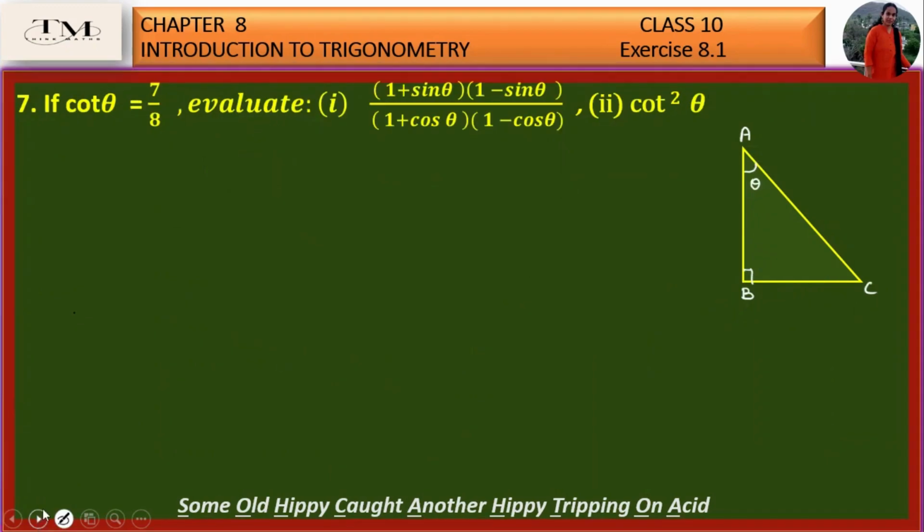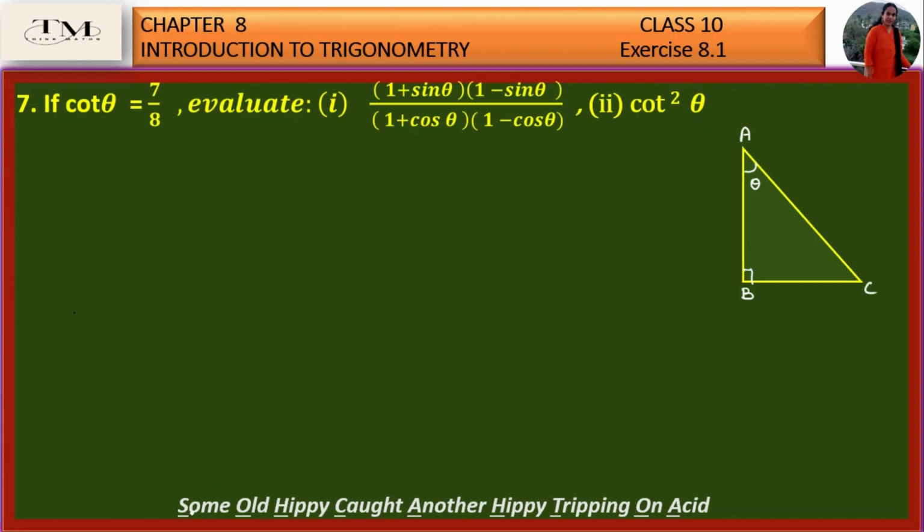Moving on to the 7th question. If cot theta is equal to 7 by 8, evaluate: (1 plus sin theta)(1 minus sin theta) divided by (1 plus cos theta)(1 minus cos theta). The second part is cot square theta. So what is given? Cot theta is equal to 7 by 8.